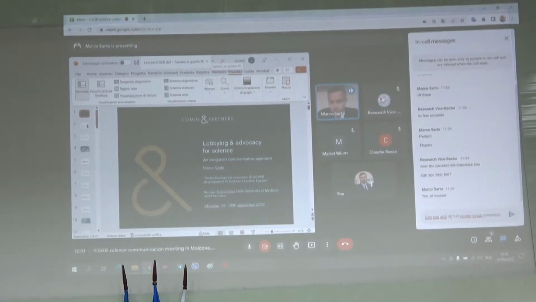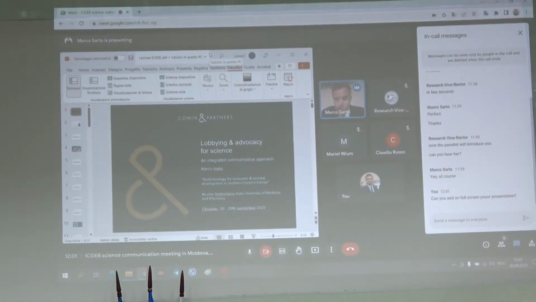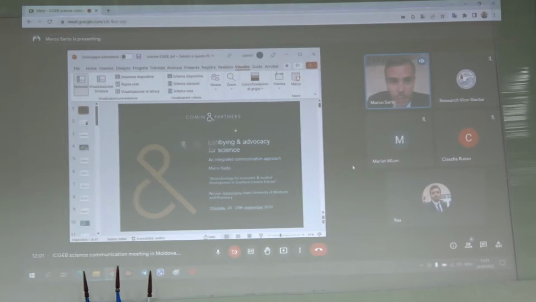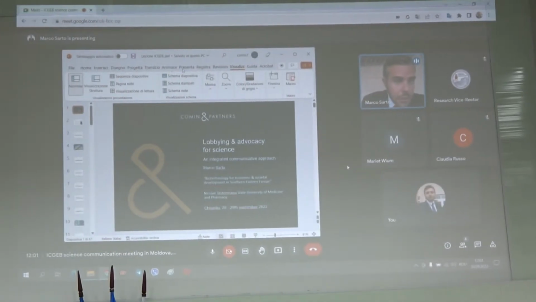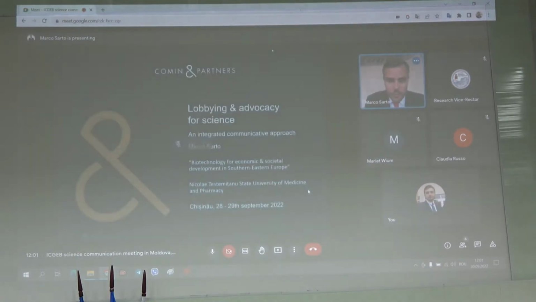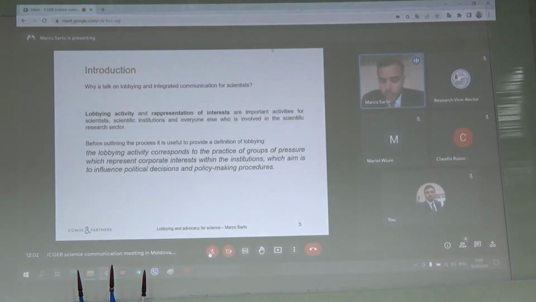Our seminar today will start with a specific question, which is: why a course on lobbying for scientists? Today we will talk about lobbying and advocacy, and why they are so important for you doing science for this amazing center and for this amazing university.